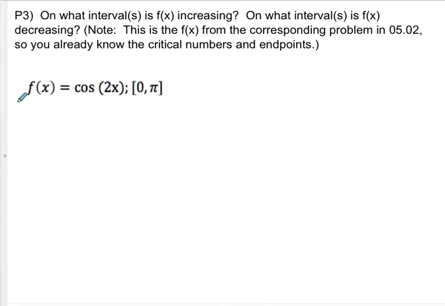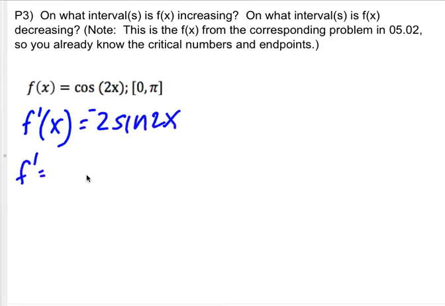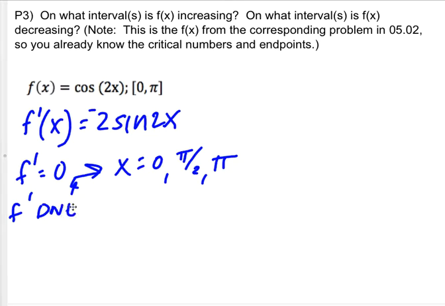Okay, so again, we've already differentiated some of these before, so I'm just going to go ahead and find our derivative, right? It should be negative 2 sine of 2x. We found that the critical points happen when x is 0, pi over 2, and pi, which we found again in the last video. F prime does not exist is not an issue, right? And the endpoints, they are 0 and pi, but they already show up on the table, right?